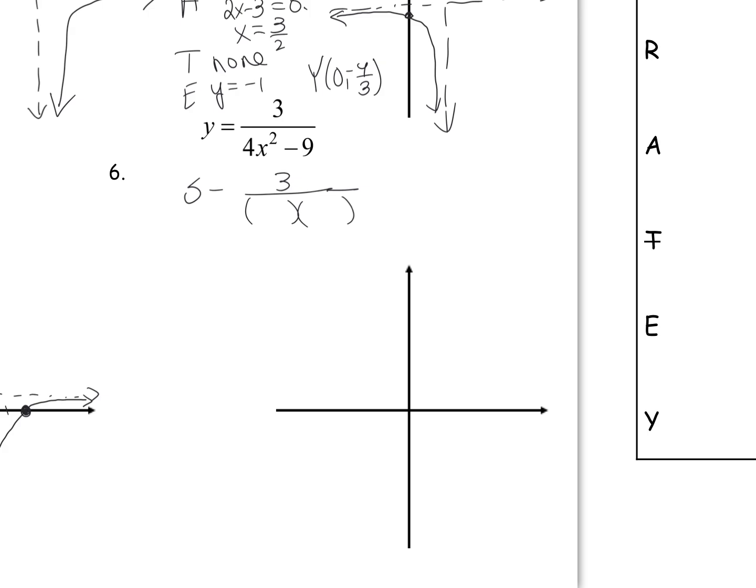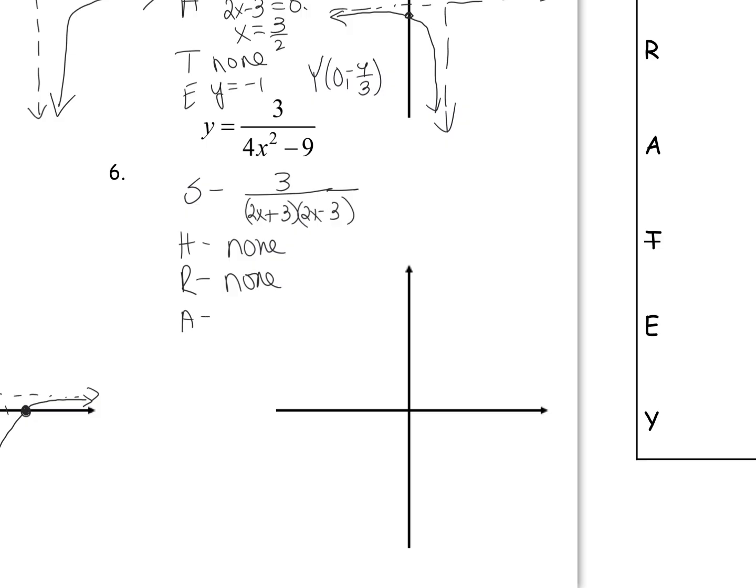What's the square root of the first term? What's the square root of the last term? 9, so 3. And then you get a plus and you get a minus, right? Okay, does anything on the top cancel out with anything on the bottom? So we have no holes. Then we have roots. Do we have any roots? Nope, there's no variables on top. Asymptotes.